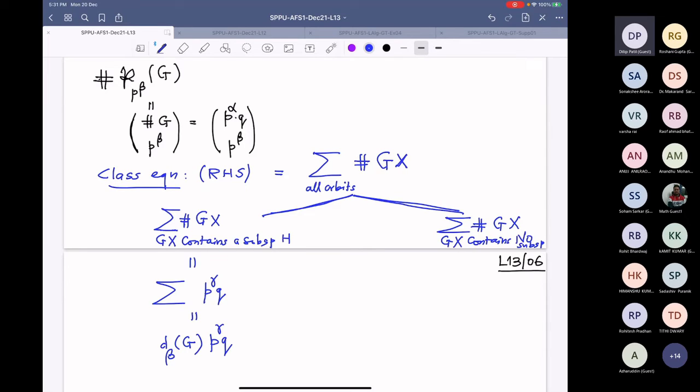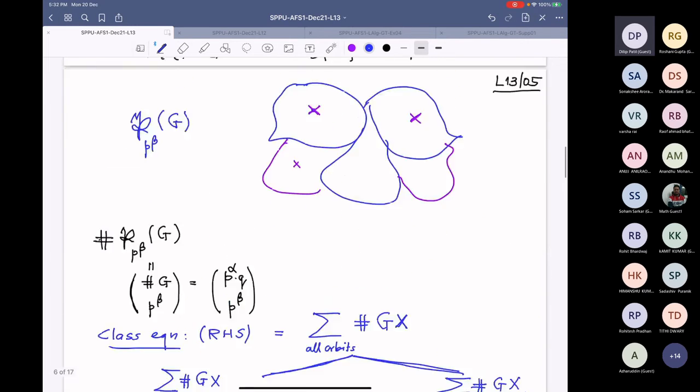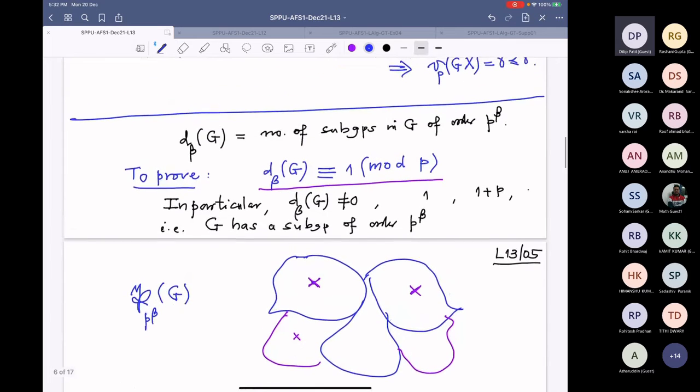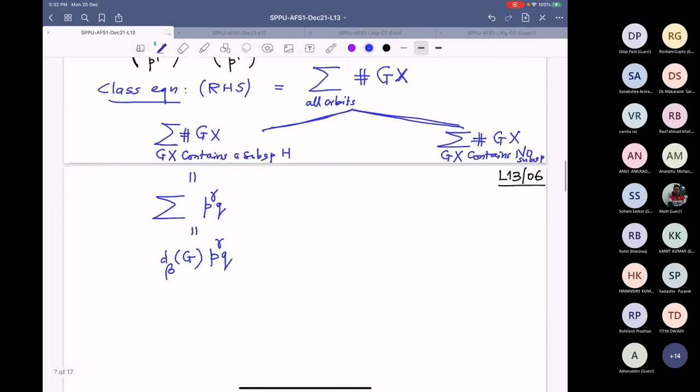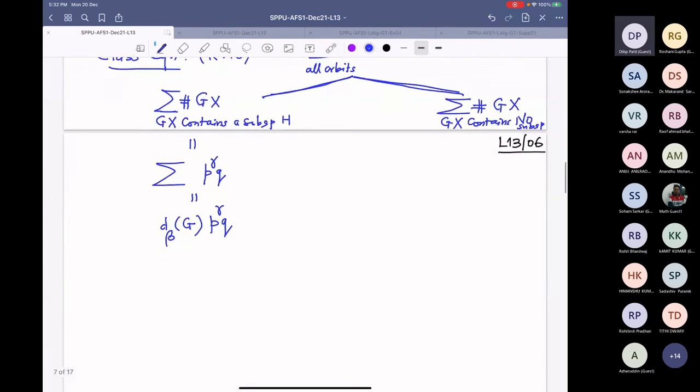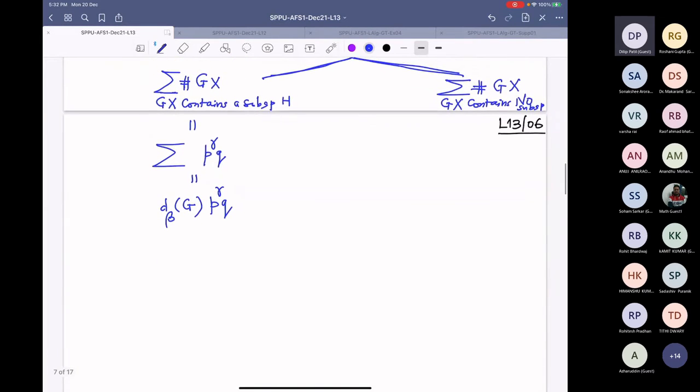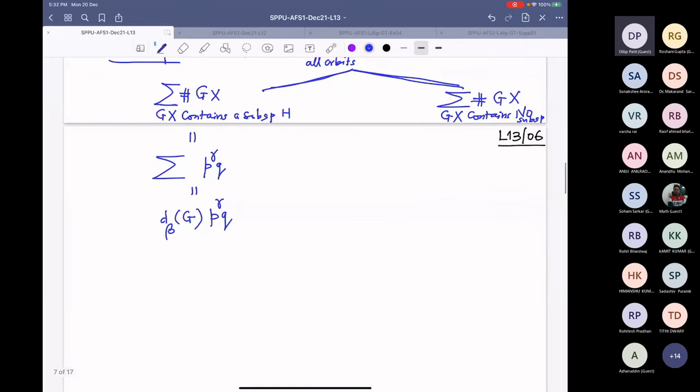The next orbit will contain another subgroup. They will not be the same subgroup because orbits are disjoint. So the number of subgroups of order p power beta, that is how we denote it, times the cardinality of the orbit, because this sum is taken over the subgroups.